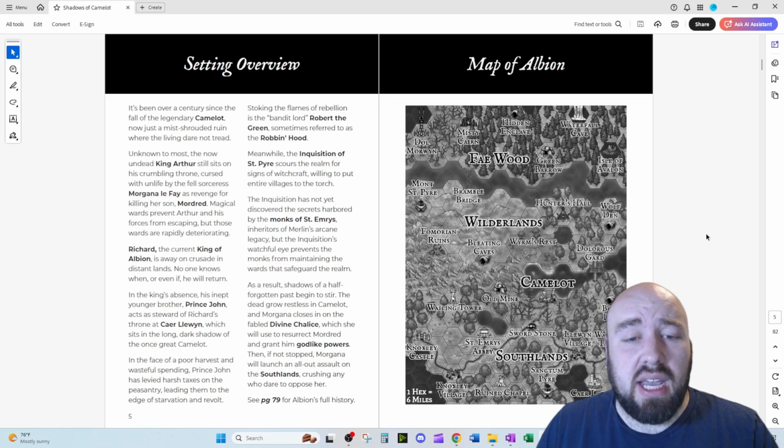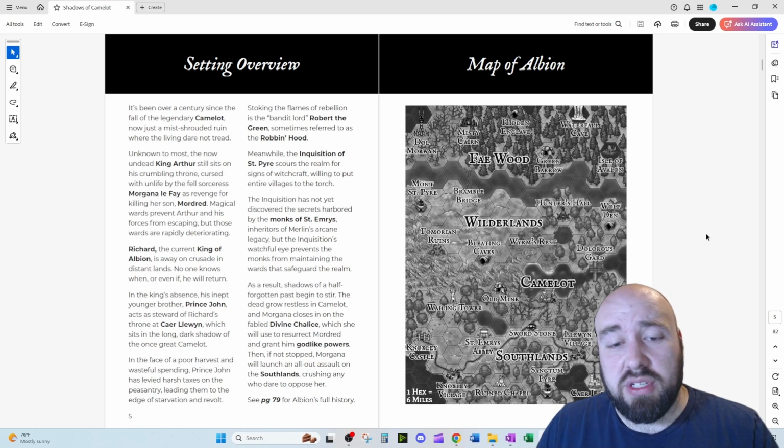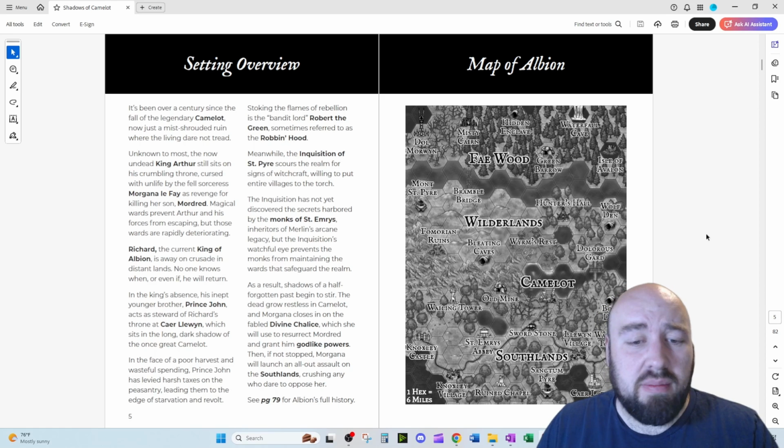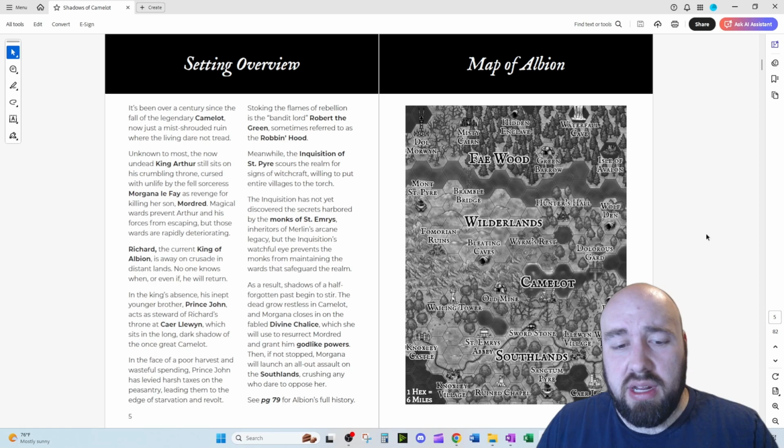The Inquisition has not yet discovered the secrets harbored by the monks of St. Emrys, inheritors of Merlin's arcane legacy. But the Inquisition's watchful eye prevents the monks from maintaining the wards that safeguard the realm. As a result, the shadows of a half-forgotten past have begun to stir. The dead grow restless in Camelot, and Morgana closes in on the fabled divine chalice, which she will use to resurrect Mordred and grant him near godlike powers. Then, if not stopped, Morgana will launch an all-out assault on the Southlands, crushing any who dare to oppose her.